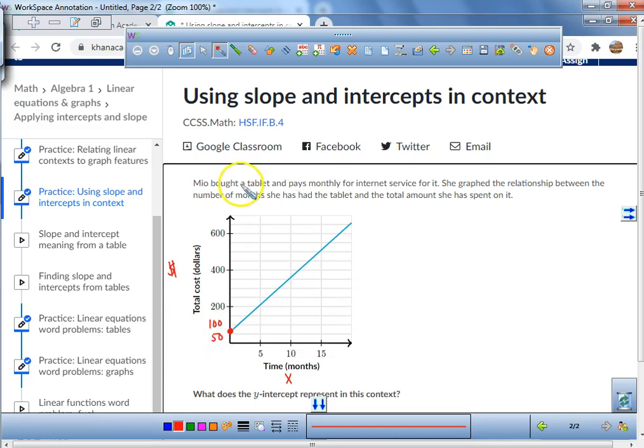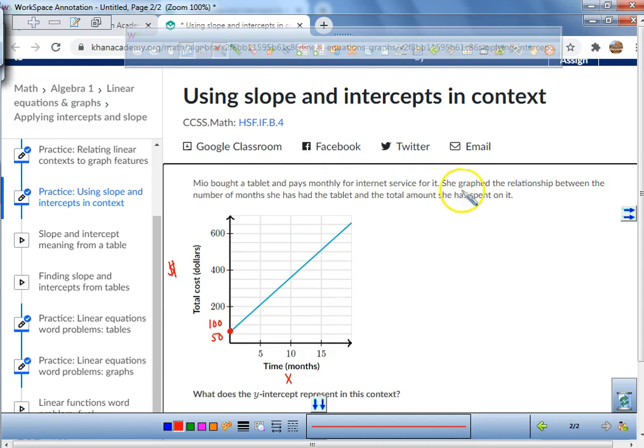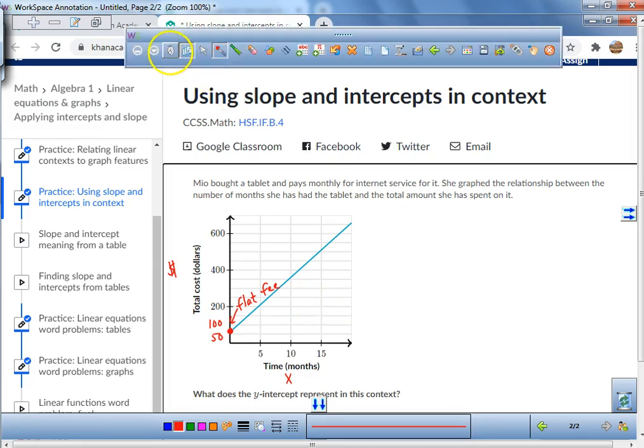She bought a tablet and pays a monthly internet service for it. So anytime you see this point, that point refers to what's called a flat fee, or an initial fee. What does it cost per month? Well, that's your service fee per month. So let's see where we go.